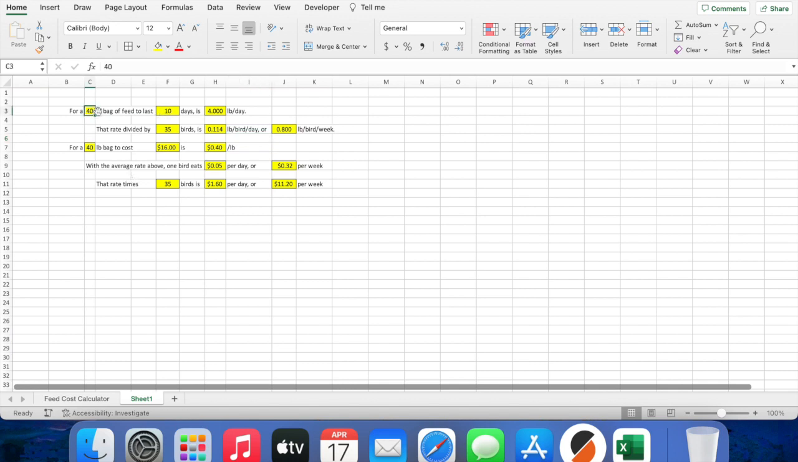So, there it is. You have your calculator. You can change these values, and everything adapts to your farm. Whether you have 65 birds, or your 50-pound bag lasts for 8 days, or where you're at, it's $17.85 for a bag of feed. These values are true for your farm.